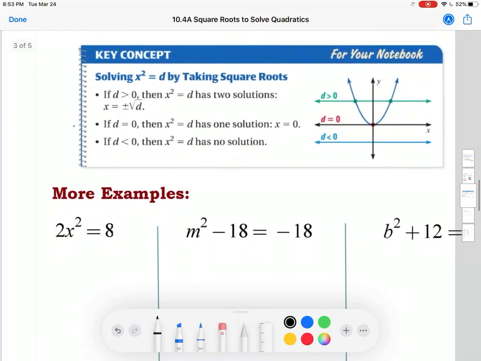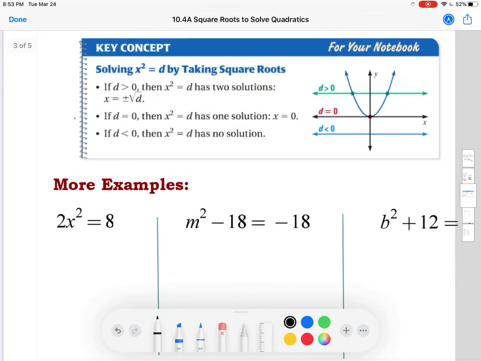Let's practice some more. Okay, here's a little graphic of that situation that we were just talking about with the different solutions.